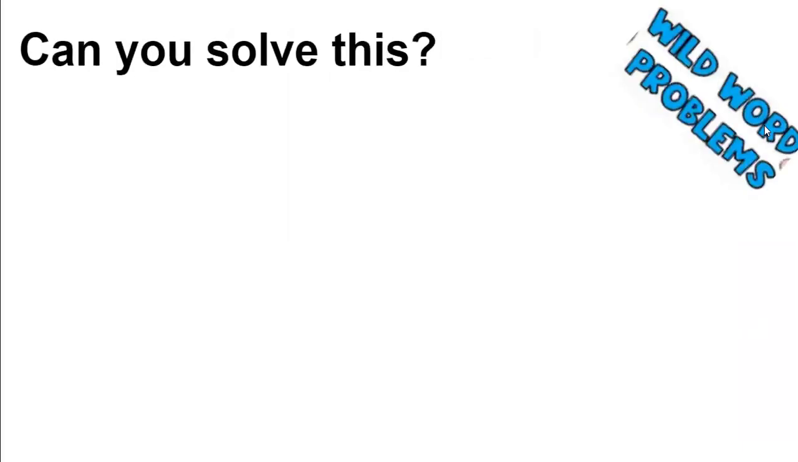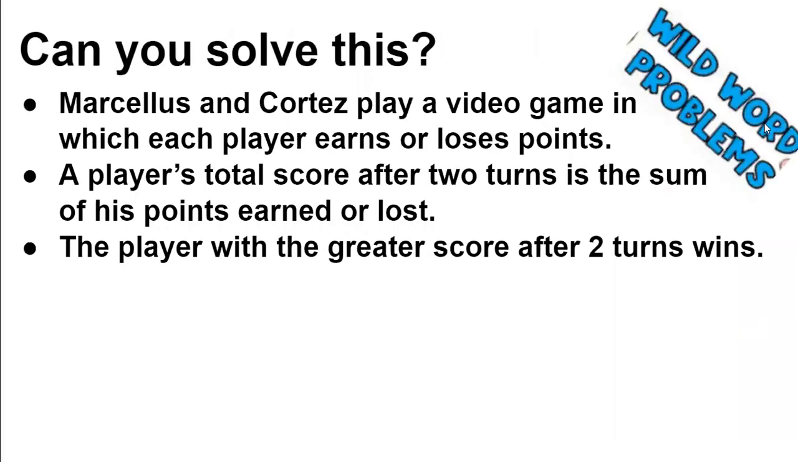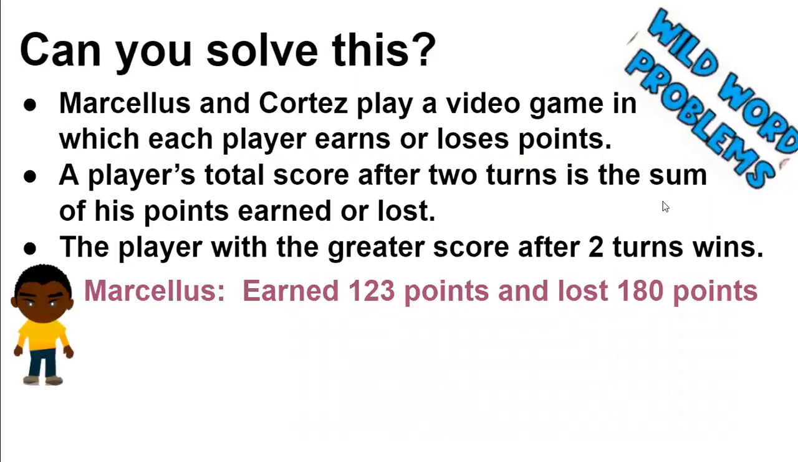So can you solve this? Marcellus and Cortez play a video game in which each player earns or loses points. A player's total score after 2 turns is the sum of his points earned or lost. The player with the greater score after 2 turns wins. So we are going to solve a problem with Marcellus and Cortez.